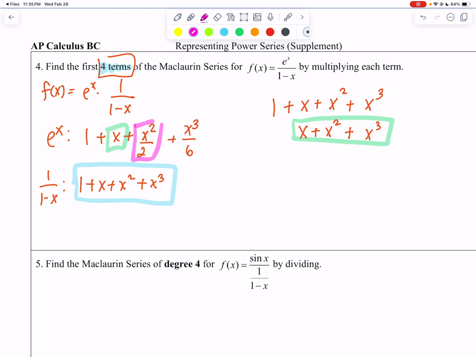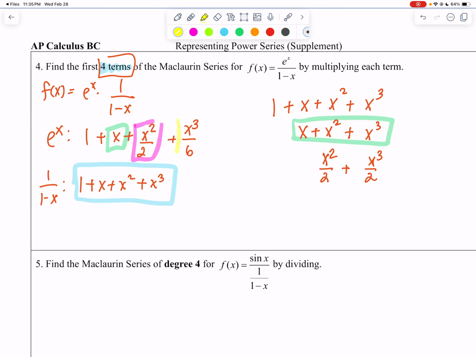Now we have this pink. So now what I'm going to do is multiply what I have in blue with pink. So I have x squared over 2 plus x to the third over 2. Anything else, this is going to be x to the fourth, and this is going to be x to the fifth. Once again, I don't know her. She's trash.